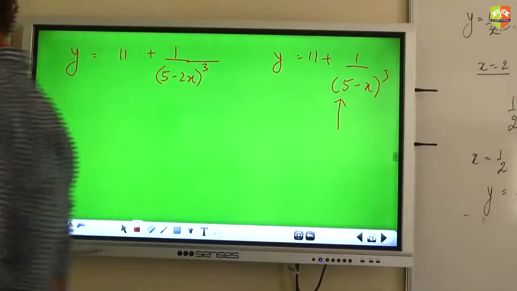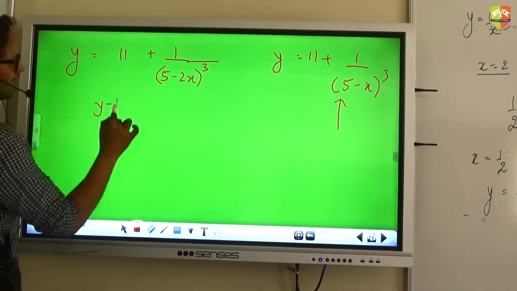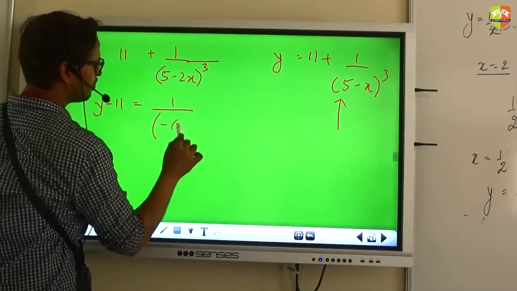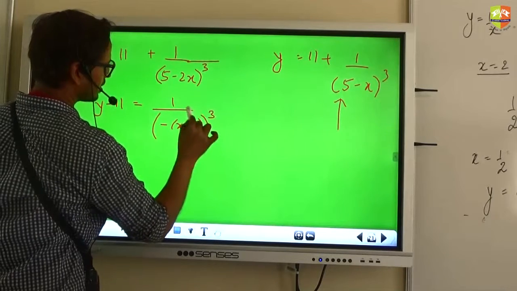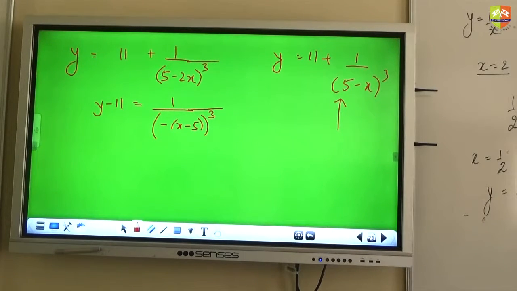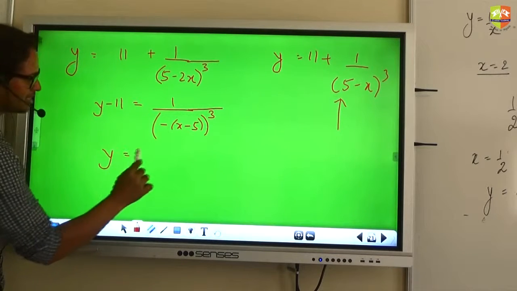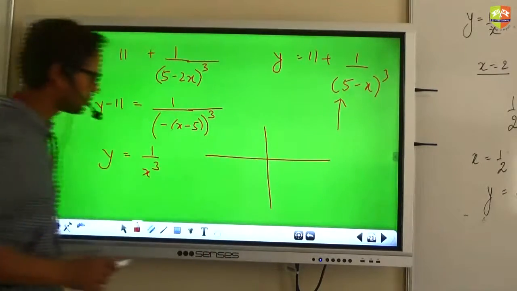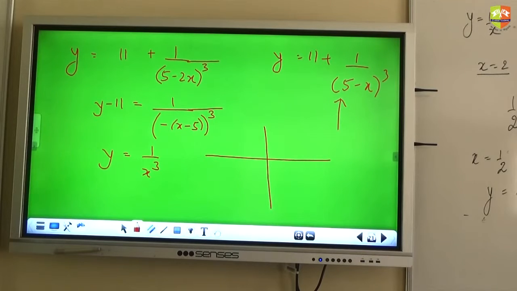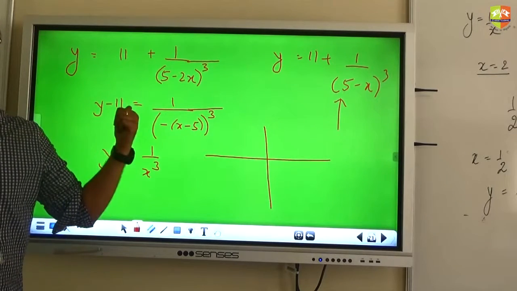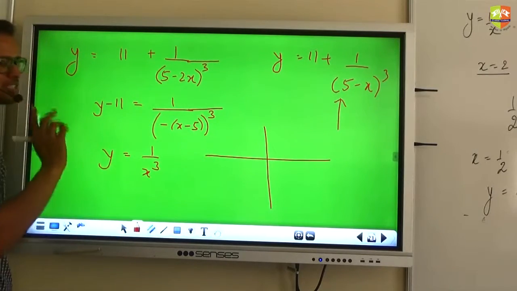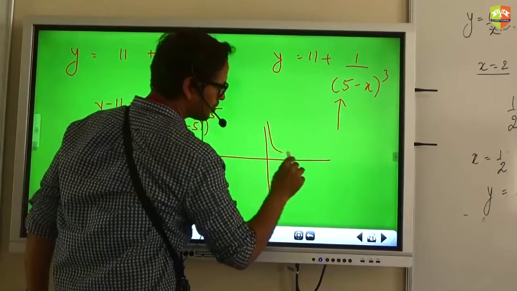Done? Okay. So it is like saying y minus 11 is 1 by... I'm purposely writing it like this. Okay, this tells me that I have to first begin with 1 by x cube. The shrinking part I'll take care of later on. The idea is to know the shape first. Of course, vertical asymptotes for this and this will not be the same. Remember that. Anyways, so first I will draw this graph. This graph is going to be more flatter like this.